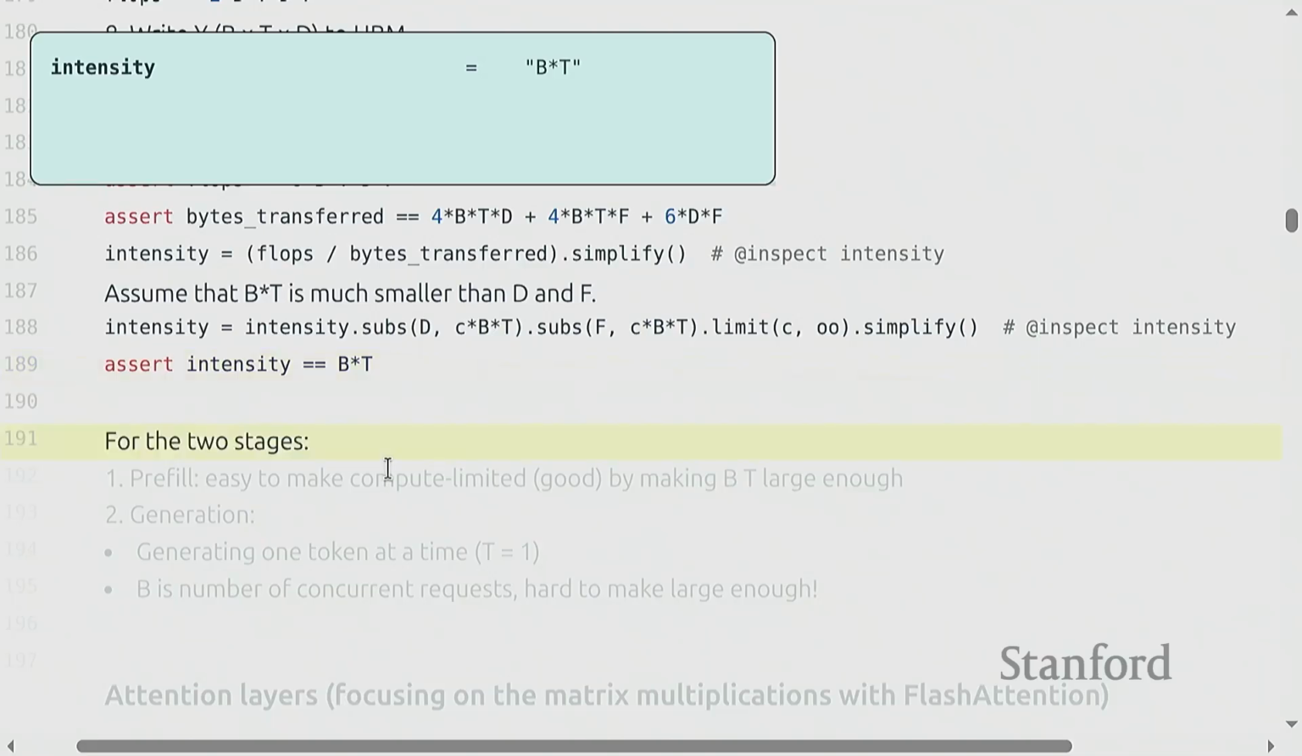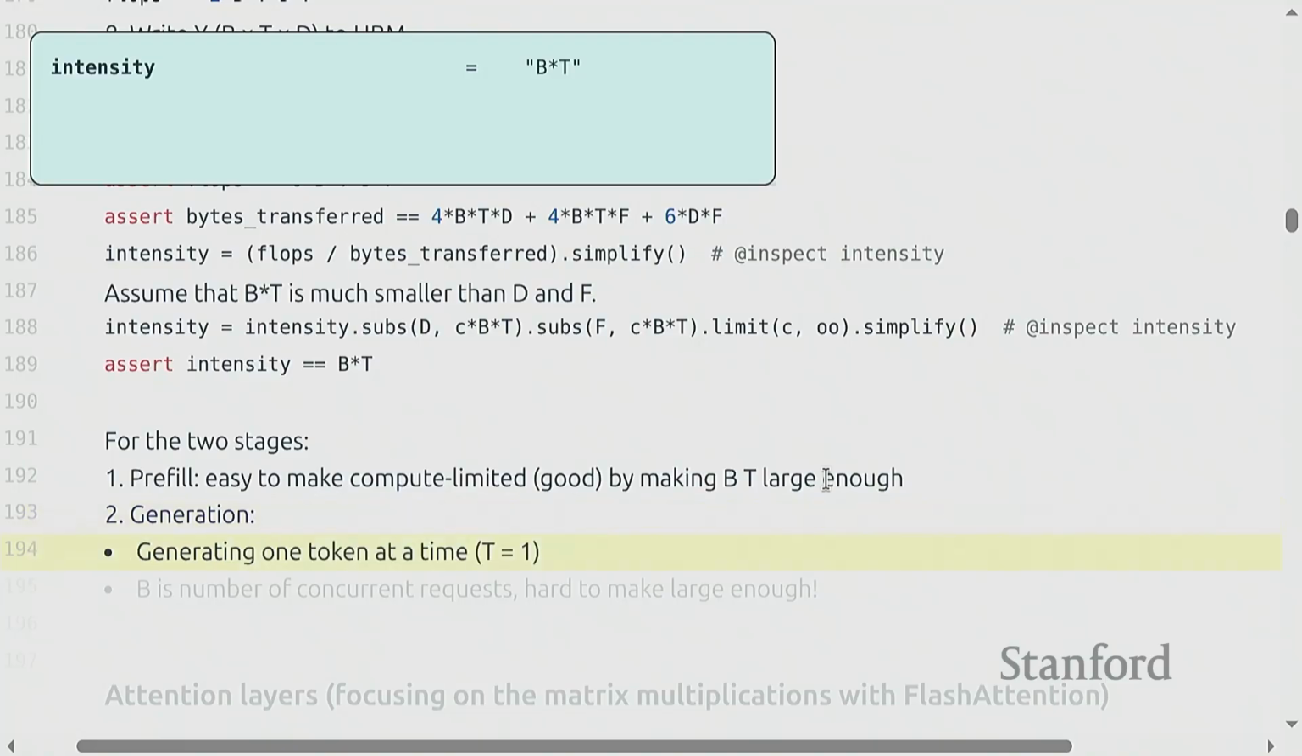Okay, so now if you look at the two stages, prefill, life is good, remember, because we can just make BT large enough. Even a batch size of 1 is maybe okay if you have a long enough sequence. So that's not a problem. Now generation, this is where it becomes a little bit harder because you're generating one token at a time. So T is 1, right? If T is 1, that means for BT to be large, you need B to be large. And B is essentially the number of concurrent requests.